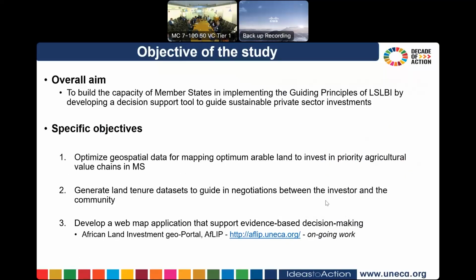The aim of the study is to develop tools to improve private sector investments. Private sector includes smallholder farmers, who are the biggest private sector in Africa, I think. And to optimize geospatial data for mapping arable land, to invest in priority agricultural value chains, priority meaning what governments have defined as their priority, and generate data sets to guide negotiations, usually led by investment agencies or ministries. These can be foreign or domestic investments. The web mapping tool is really ongoing work. We have some countries where we're working on this, and we'll present some preliminary information, and we're also looking for partners who can advance this work across the continent.